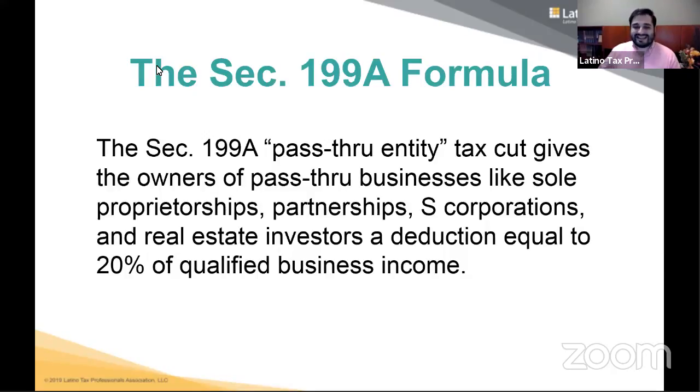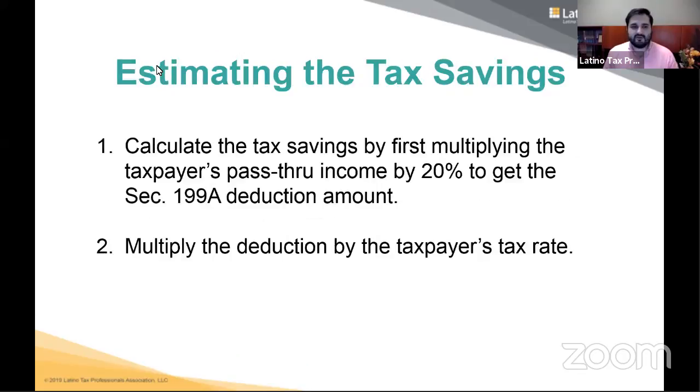Section 199A is a pass-through entity tax cut that gives the owners of pass-through businesses like sole proprietorships, partnerships, S corporations, and real estate investors a deduction of up to 20% of qualified business income. So again, just keep that in mind. It is not for C corporations. If you have a C corporation, this does not apply to you.